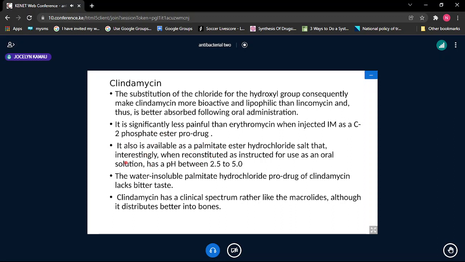At the nitrogen, you add acid. So the resultant drug will be the palmitate ester hydrochloride. I hope that is clear. And again, that is actually also used as a drug. It is the water insoluble palmitate, and of course, because of the palmitic acid, remember palmitic acid has quite a number of carbon atoms, making it water insoluble. It is also a prodrug.